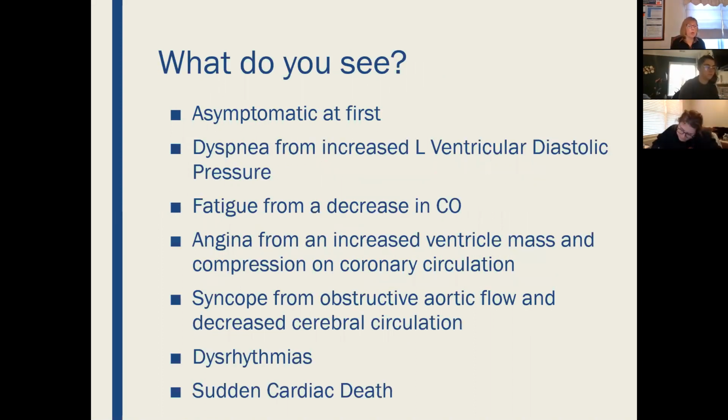So what do you see? Well, they can be asymptomatic. Look at the athletes, they're asymptomatic to the point that they drop. So if they get symptomatic, what do we see in all of these things? The concept is, if the blood is not moving forward and it's coming back, you're going to get it back into your lungs. Especially on the left side, we're talking. So we have dyspnea because you have increased congestion. You have left ventricular diastolic pressure increased.